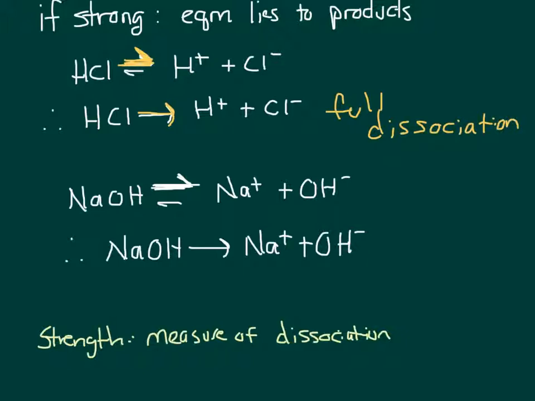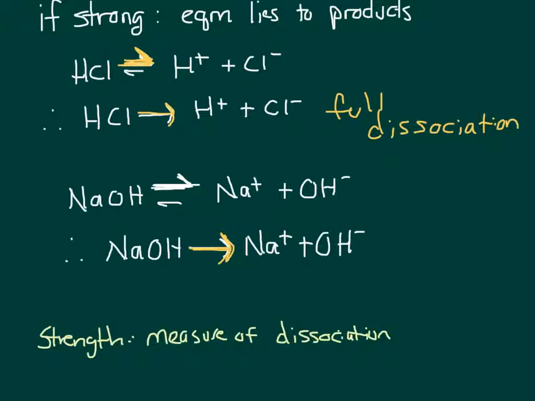Looking at a base, NaOH, sodium hydroxide, is also a strong base. So it dissociates into a sodium ion and a hydroxide ion. Because it's strong, we therefore assume full dissociation, and we use a straight arrow, representing that we make all sodium and hydroxide ions.